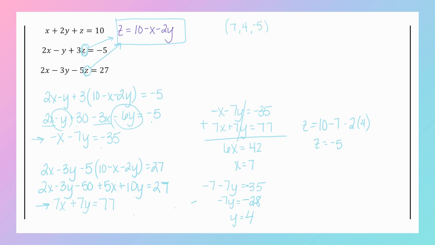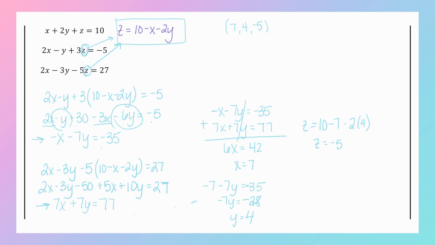Now here's where it's so important. You have to check this ordered triple in the other equations, okay? So I plugged into the top, so I'm going to check 7, 4, and negative 5 in the other two equations. So I'm going to take 2 times 7 is 14, minus 4, plus 3 times negative 5, and I get negative 5. So it checks in the second equation.